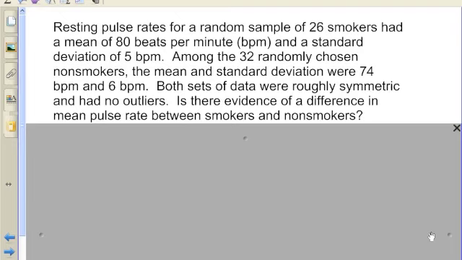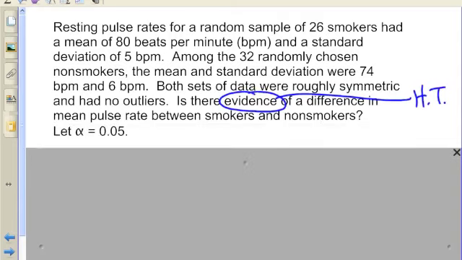Notice two groups, smoking group, non-smoking group. Both sets of data were roughly symmetric and had no outliers. Is there evidence of a difference in mean pulse rate between smokers and non-smokers? If you are asked about evidence, most people will choose to do a hypothesis test. That's what we're going to do here. We'll do confidence interval in the next video.